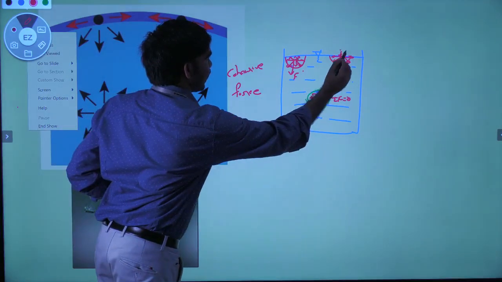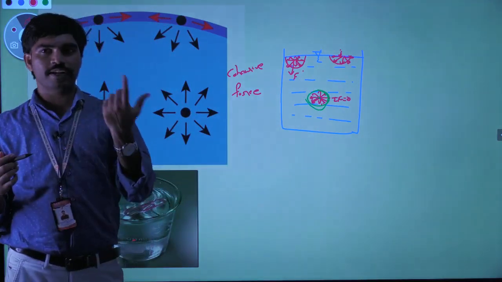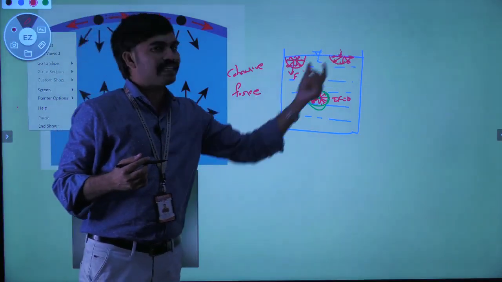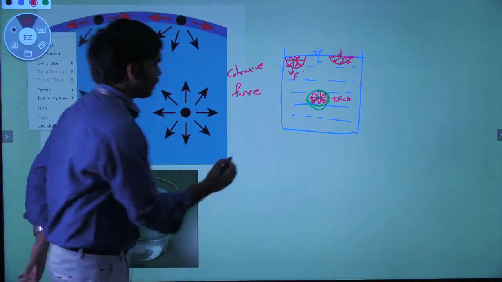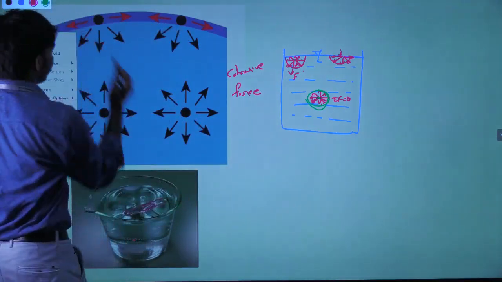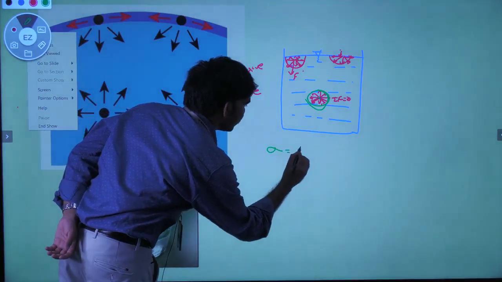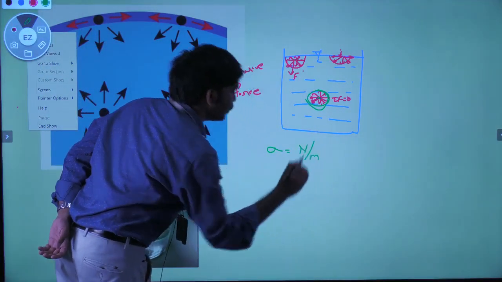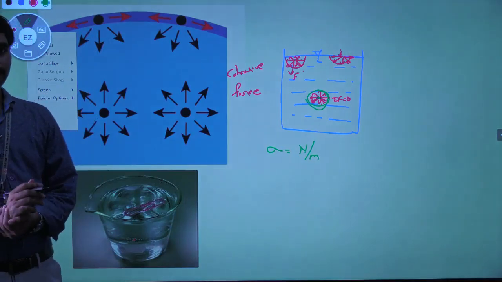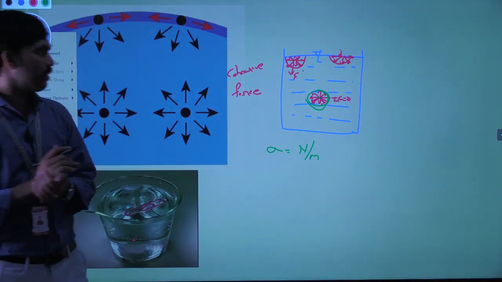So here this is air, right? When the liquid molecules contact with the air, this you can call surface tension. So what is surface tension? Surface tension is represented with sigma. It is a tensile force acting per unit length of the liquid. I hope you understand this concept.